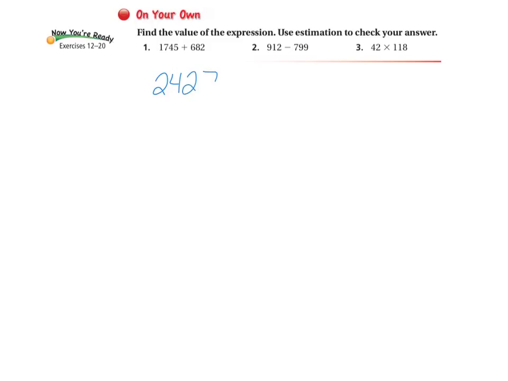For this first one, we should get 2,427 for an answer. The second one, we have 912 minus 799, and we should get 113. And then the last one, what we should get, 42 times 118 is 4,956. So again, if you didn't get that answer, have me come check your work over, raise your hand, and after you figure out what you've done wrong, we'll go ahead and move on to the next example.